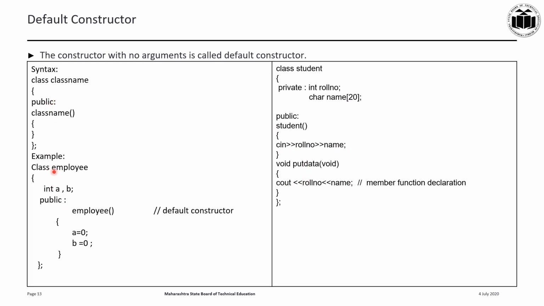Here I have mentioned one small example: class employee, int a, b. In the public access specifier we declare the constructor, class name with open and close brackets, and the values of a and b are assigned as 0. Whenever you want to do an assignment where you strictly want to initialize the value as 0, you can go for a constructor, and that constructor type should be the default constructor.